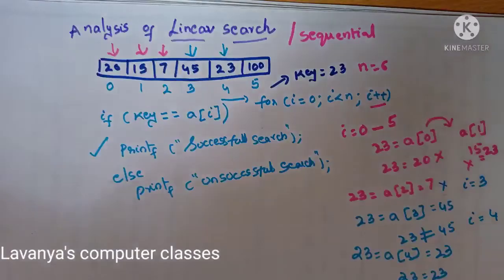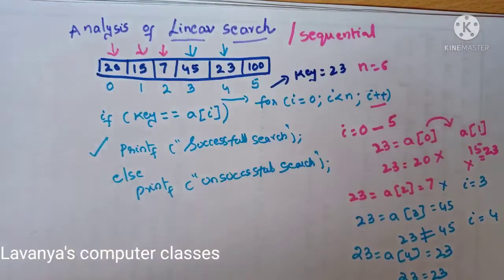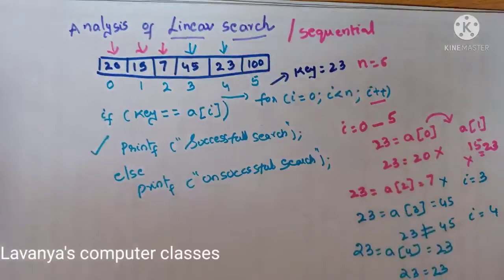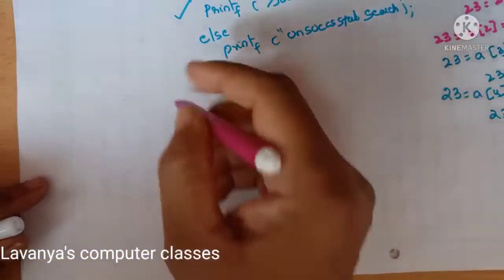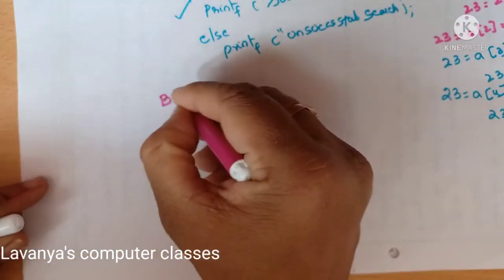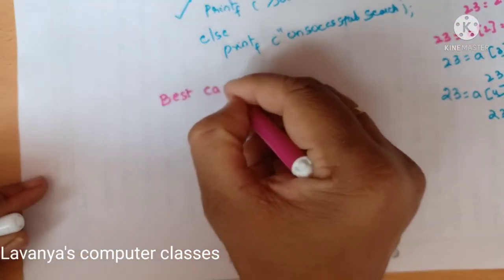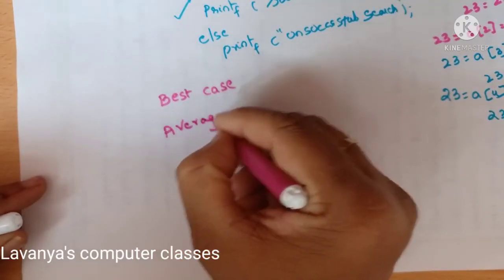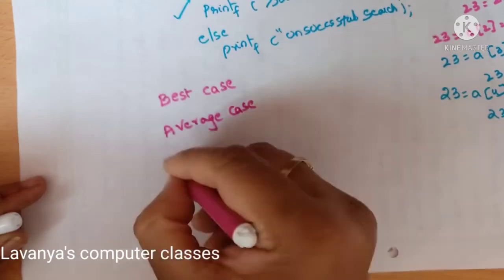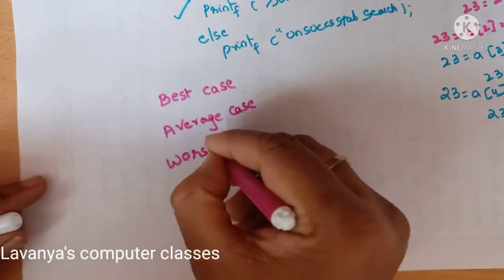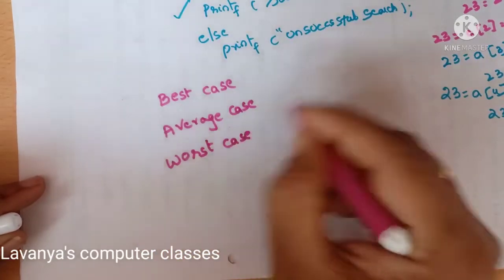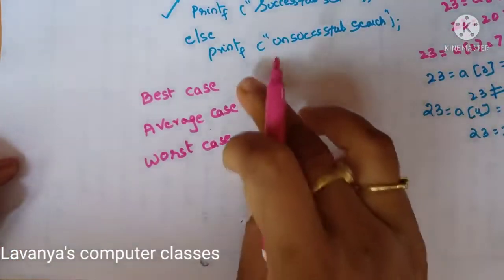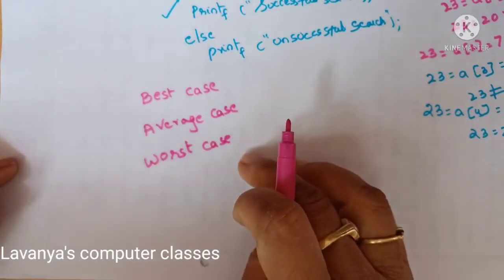Now I will go for the analysis of linear search. Any algorithm analysis is explained with three cases: one is the best case, then the average case, then the last one is the worst case. In these three cases, we are analyzing any algorithm.